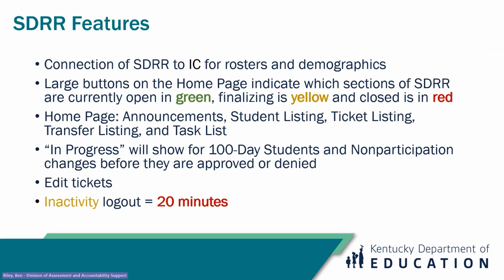SDRR offers a suite of features designed to simplify and enhance your experience. These include a direct connection to Infinite Campus for roster and demographics, clear indicators on the homepage showing open sections of SDRR, which are color-coded, and comprehensive listings for students, tickets, transfers, and tasks. Notably, the in-progress status will be visible for 100-day students and non-participation changes until they are approved or denied.